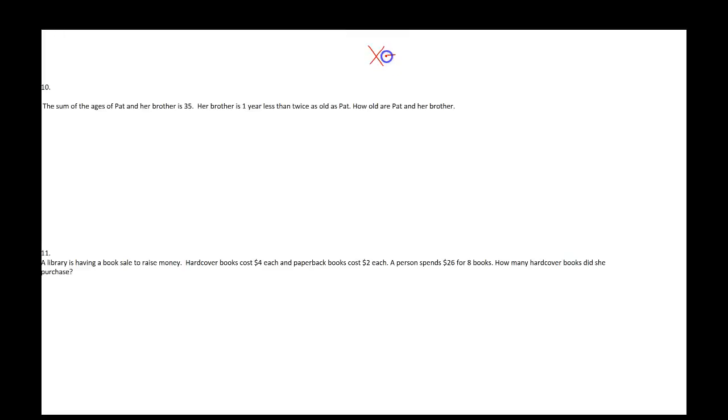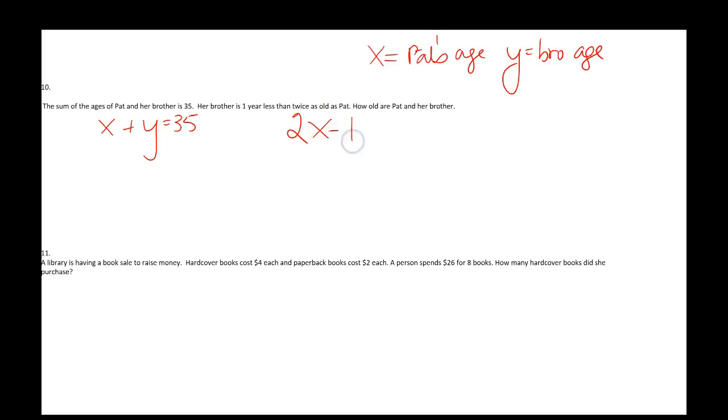All right, I'm going to say X is Pat's age, and Y is her brother's age, okay? So the sum of those ages is 35. Well, that gives us one equation, x plus y equals 35. Now our second equation comes from the next sentence. Her brother, y, is 1 year less than twice as old as Pat. All right, so Pat is x, twice as old as Pat is 2x. 1 year less than that, if I take one off, that will be y, her brother.